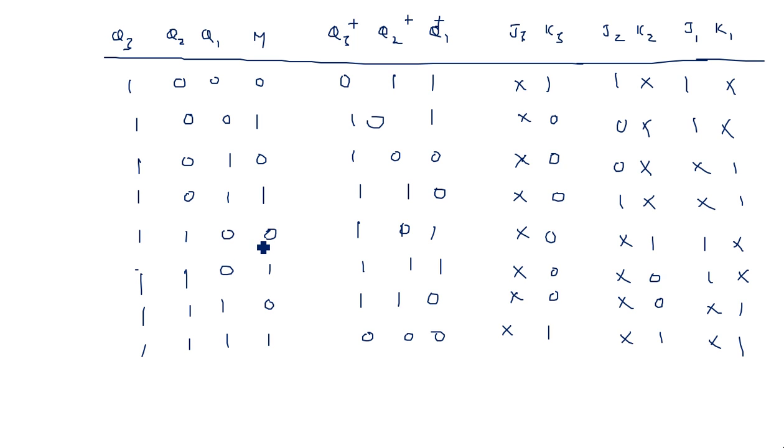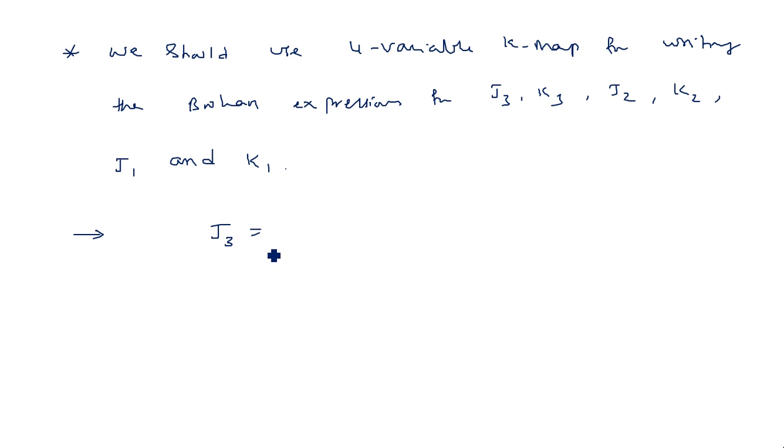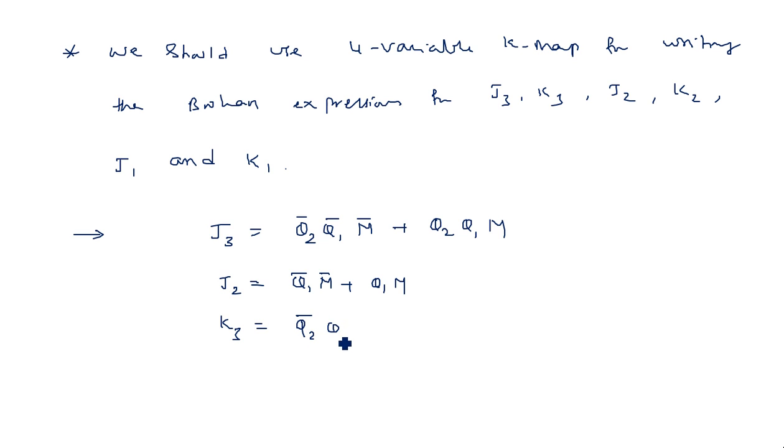Now the simplified Boolean expression for J3 is Q2 bar, Q1 bar, M bar plus Q2, Q1, M, and J2 is equal to Q1 bar, M bar plus Q1, M, and K3 is equal to Q2 bar, Q1 bar, M bar plus Q2, Q1, M, and K2 is equal to Q1 bar, M bar plus Q1, M.